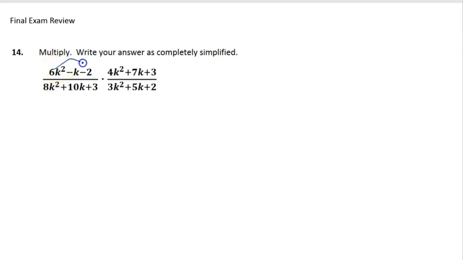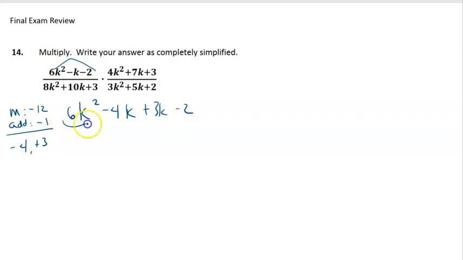Because I have a coefficient, I got to do that little trick where I multiply those together. I'm looking for numbers that multiply to be negative 12 and add to be negative 1. That negative 1 right in the middle. What's going to do that? Negative 4, positive 3. Then I take my original problem, which I'm having a hard time writing because I want to write x's and not k's. 6k squared minus 4k, can't even write a k, plus 3k minus 2.